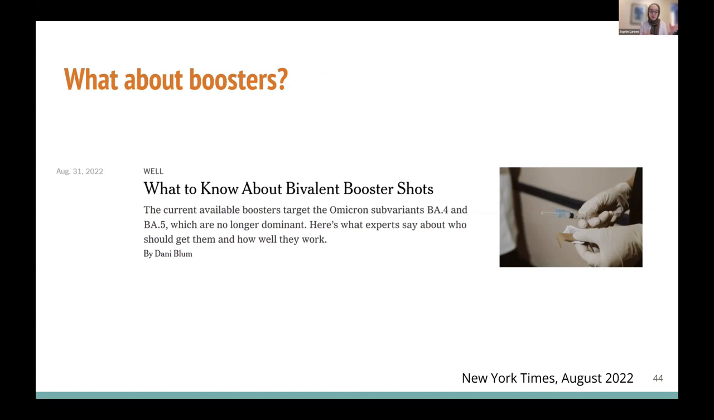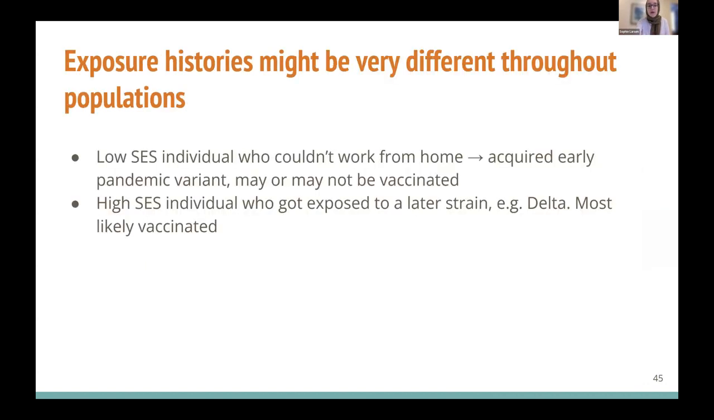Okay, so what I just talked about was a project on vaccines, but of course, by August 2022, we had these bivalent booster shots that were starting to come out. We were moving beyond primary series vaccination.